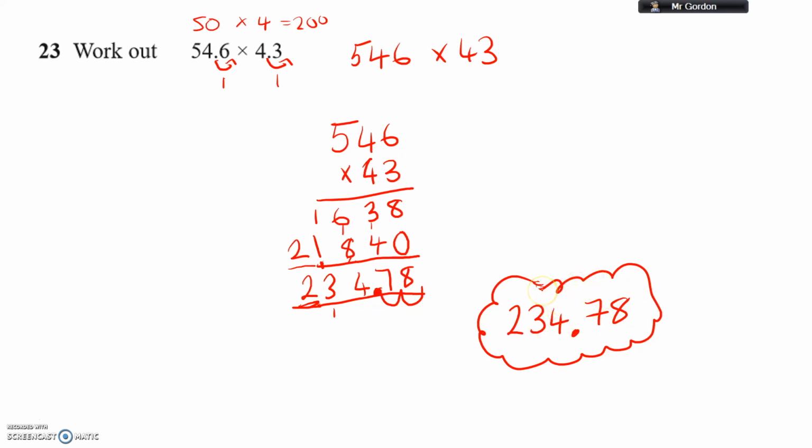Yes, it is. It's 234, which is within the hundreds, isn't it? So it's a nice way just to check that you haven't put it in the wrong place. If you got 2,347.8, you'd be like, oh, that doesn't really match 200, so you could adjust it that way as well. Nice little tip for your exam.